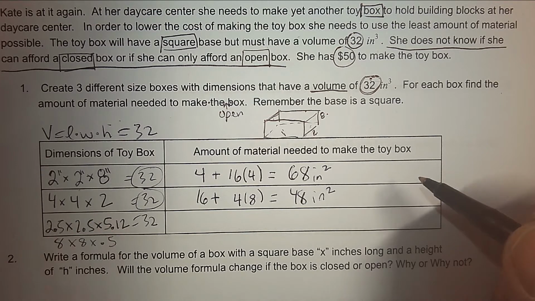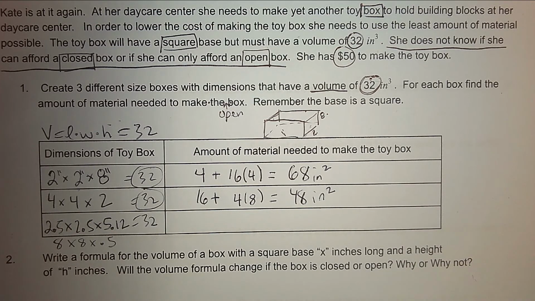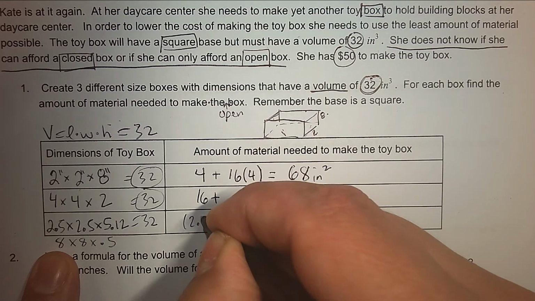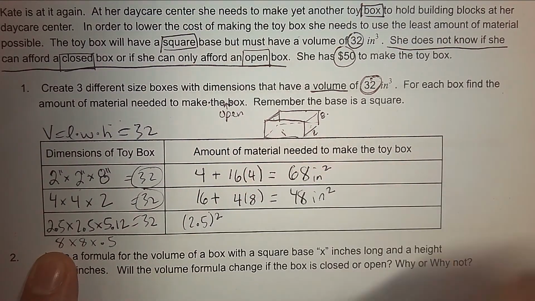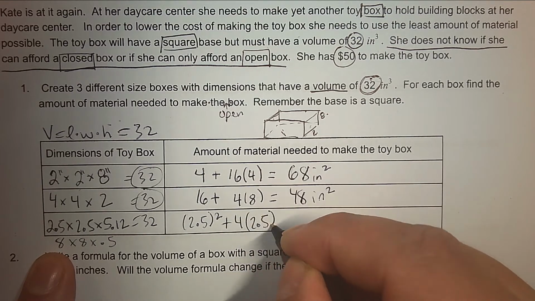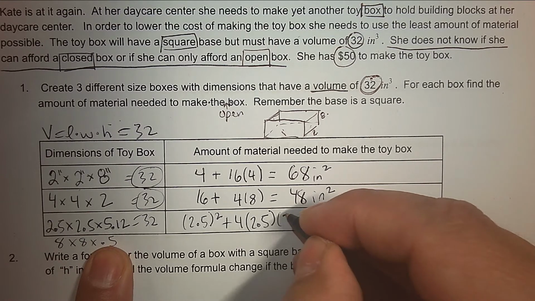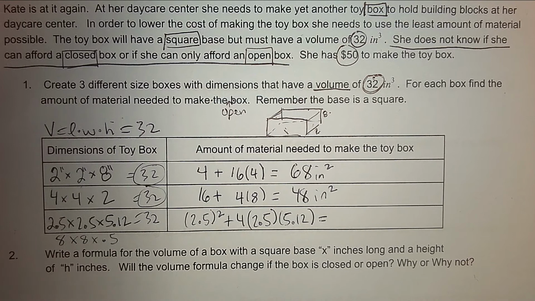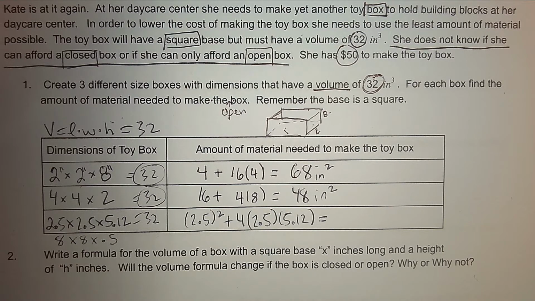What we're trying to do is find the least amount of material. Can we try it again with our calculator? So this one, you would take the base, which is 2.5 squared, and then you have 4 rectangles, and each rectangle is 2.5 times 5.12. Your dimensions do change the amount of material you need. Yes? So it matters what size your box is. If you have a different size of box, you might need more material or less.